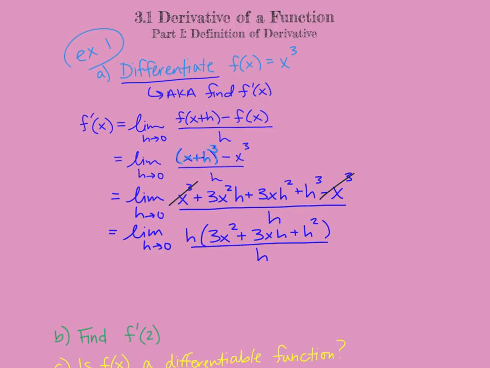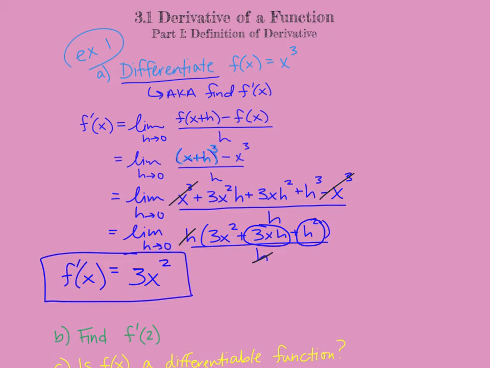From this point, the h's can cancel because we still can't put in direct substitution h equals 0, but now we can do the direct substitution for h is 0, and that means that this term will go to 0 because we'll have 3x times 0, and this term will go to 0, 0 squared. So we're left with 3x squared. That means that f prime of x equals 3x squared. That is the general equation of the derivative for our original function f of x equals x cubed. The equation of the derivative is 3x squared.